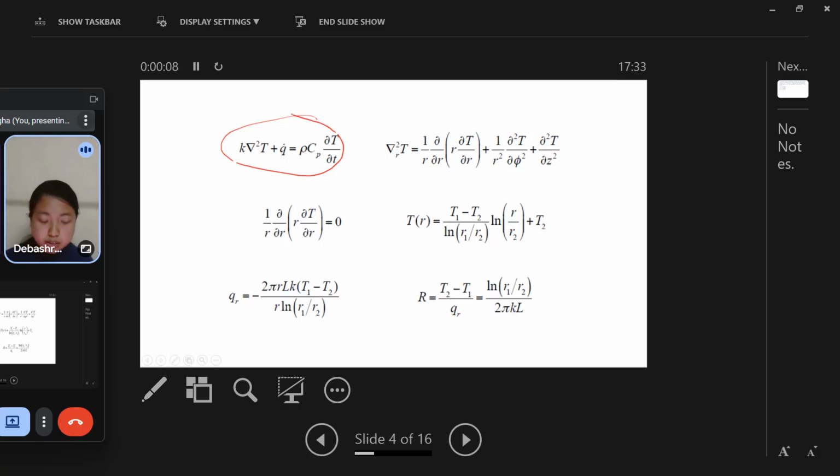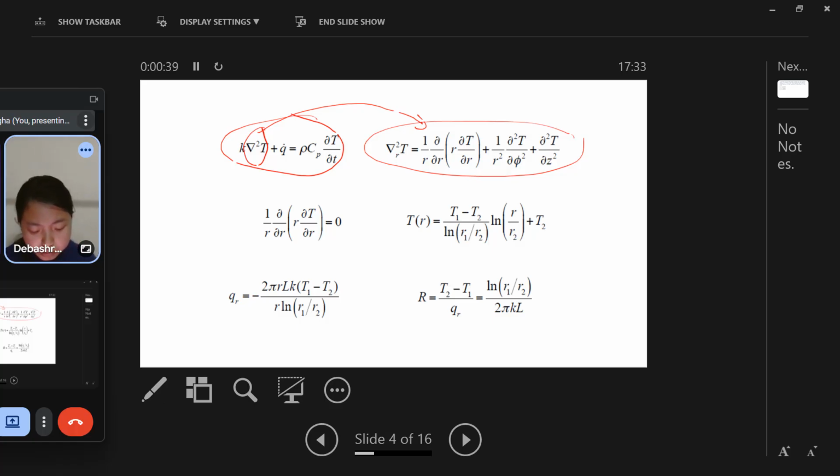Heat balance looks like this, and for radial coordinates, the T function looks like this. This is given by del square. The Laplacian of T is given as 1 by r del by del r of r del T by del r plus 1 by r square del square T by del phi square plus del square T by del z square, for cylindrical coordinates.